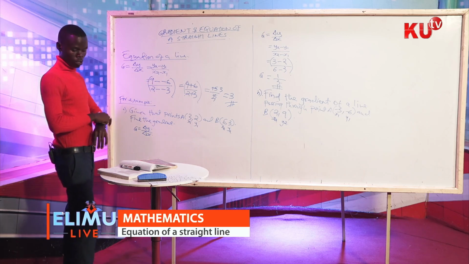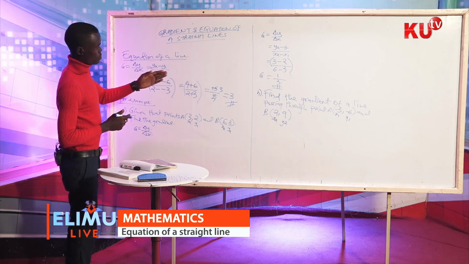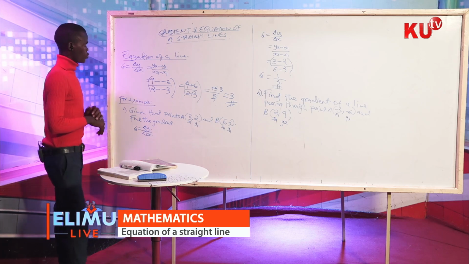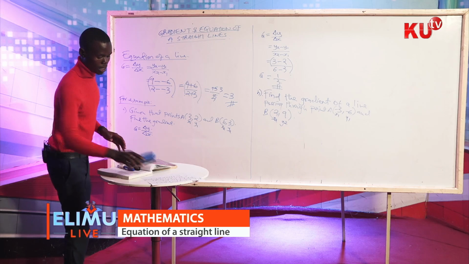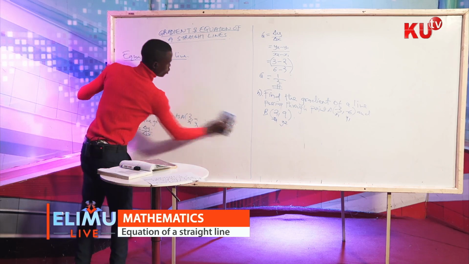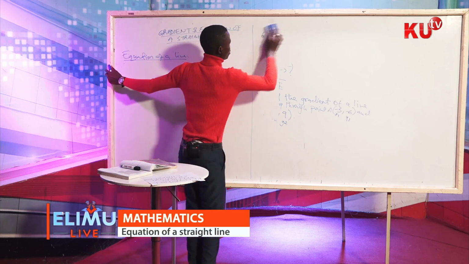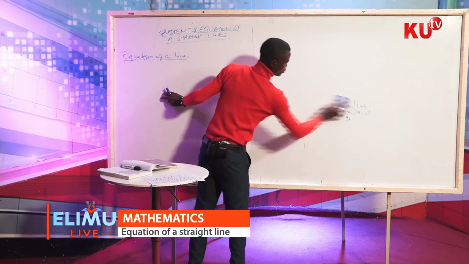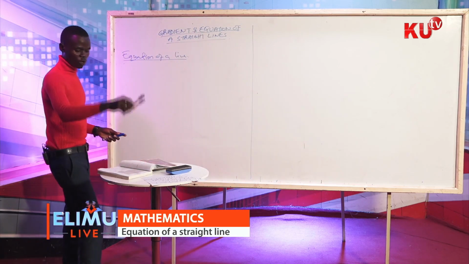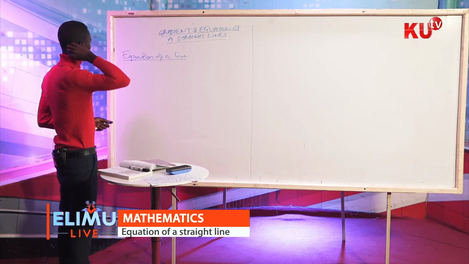Yes, so having done that, I'm sure we have been able to know how to find the gradient. Now, let us come back to the main core of our lesson for today. That was just an introductory. Now, we want to find the equation of a straight line.